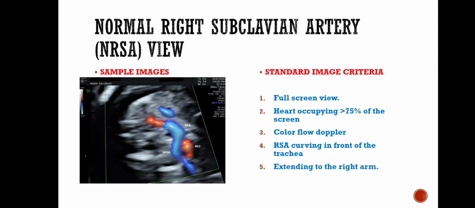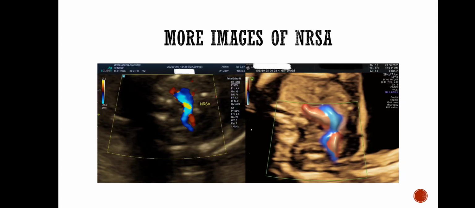In case the right subclavian artery curves behind the trachea, it is called ARSA, that is aberrant right subclavian artery. Aberrant right subclavian artery is a soft marker of Down syndrome. More images of NRSA or normal right subclavian artery.